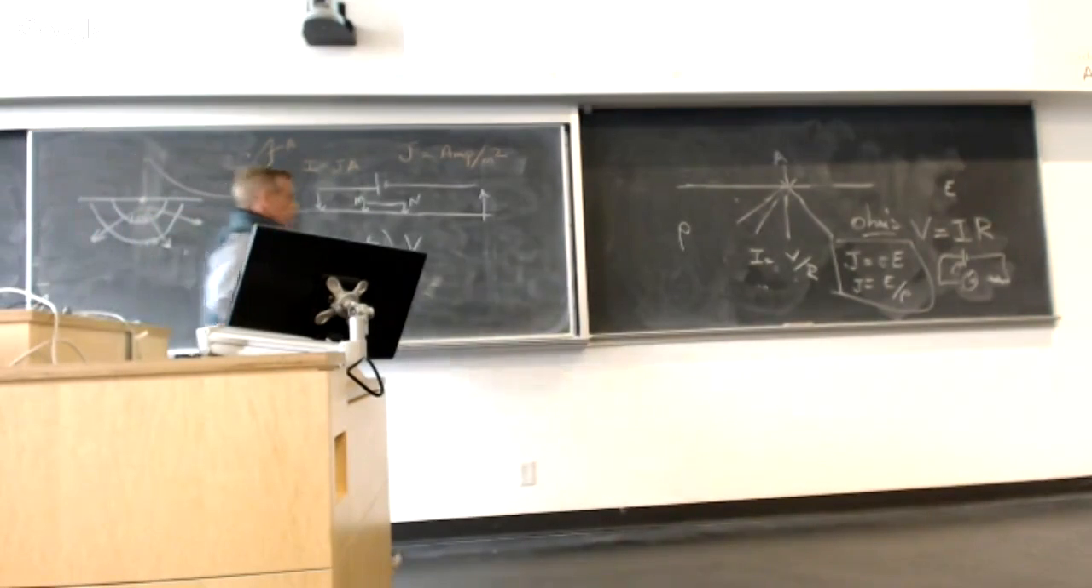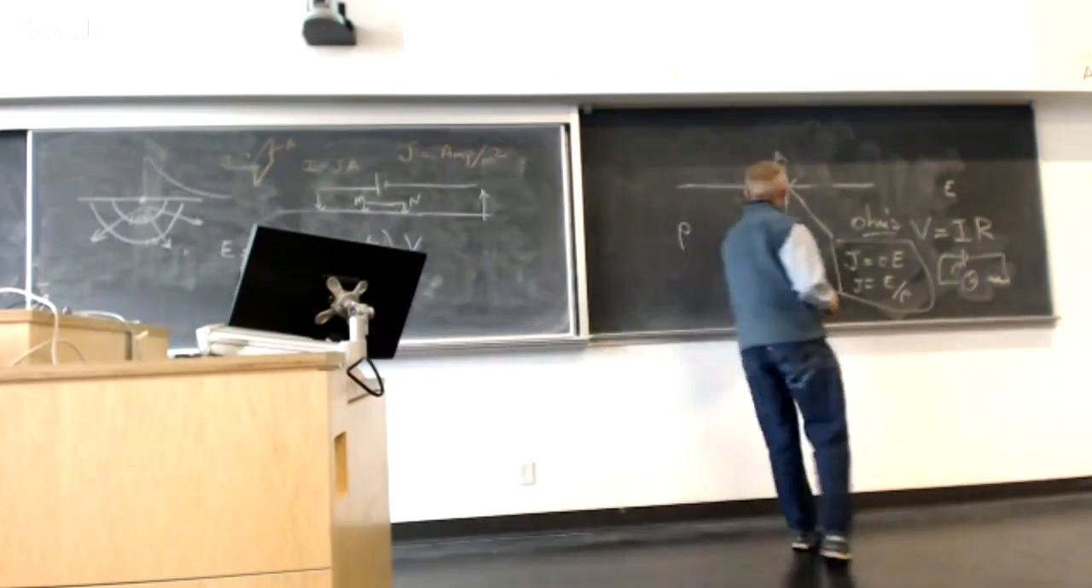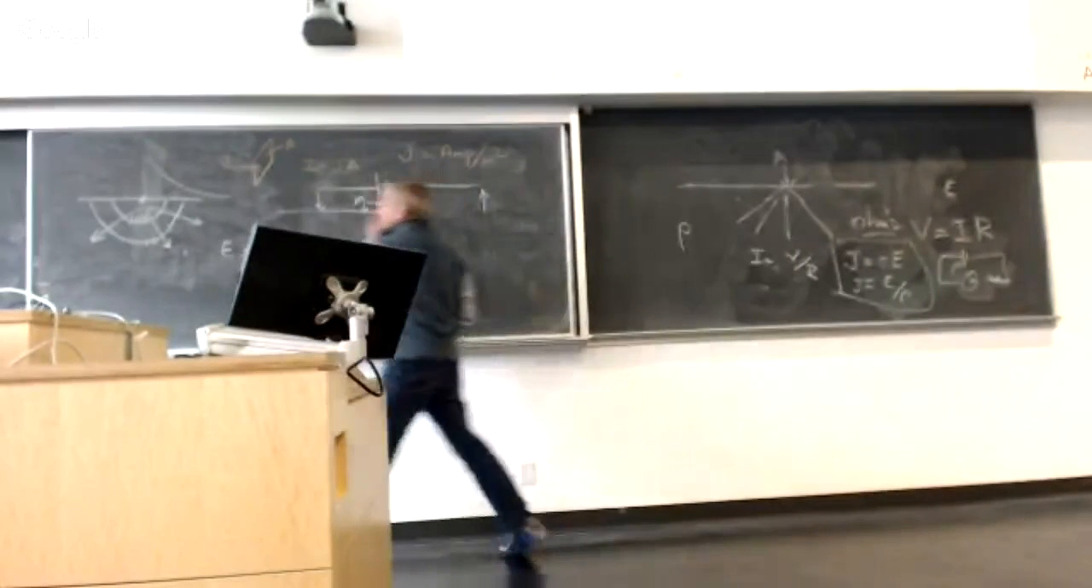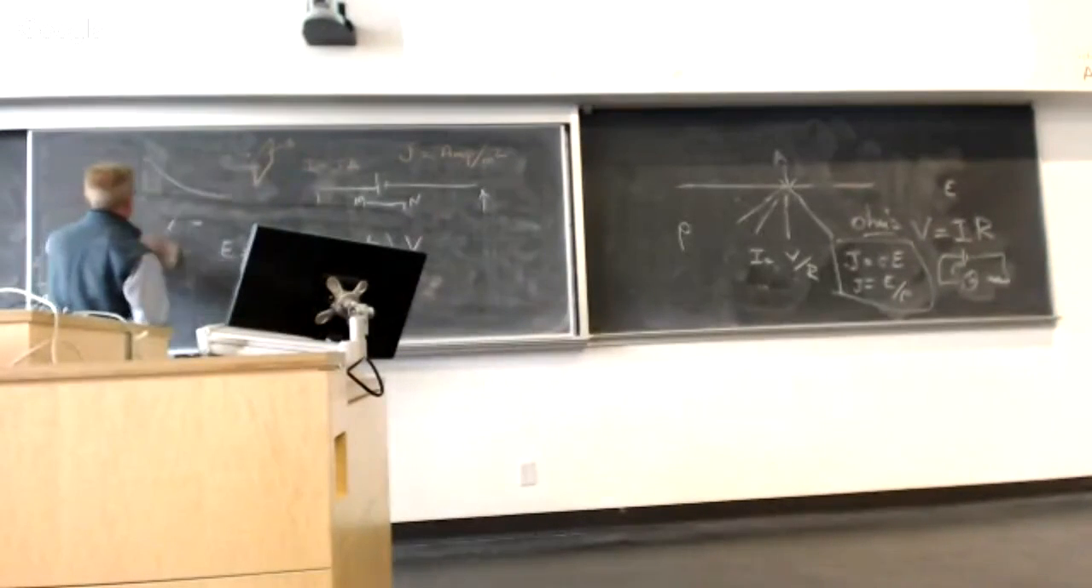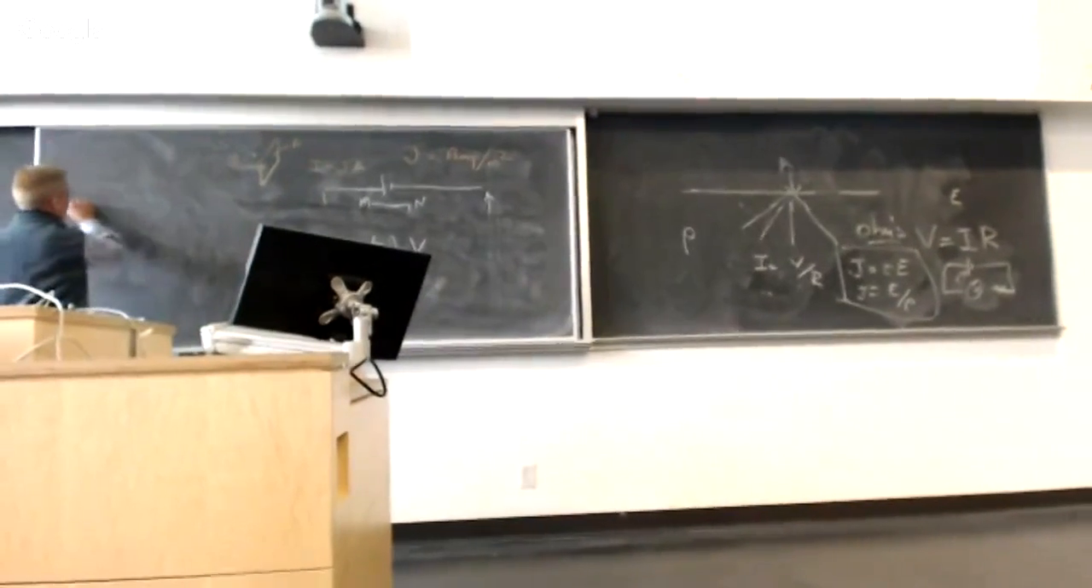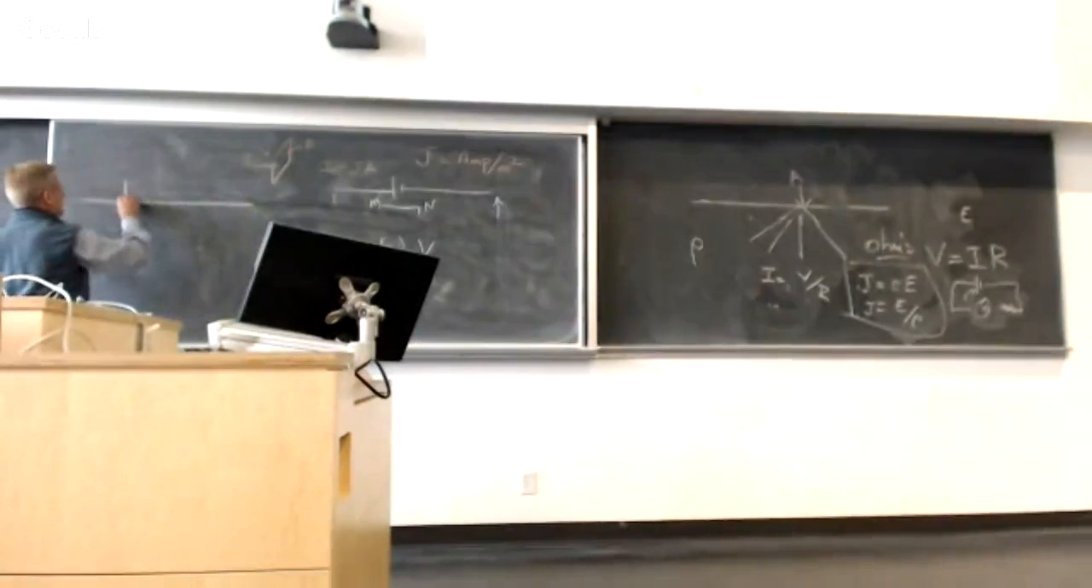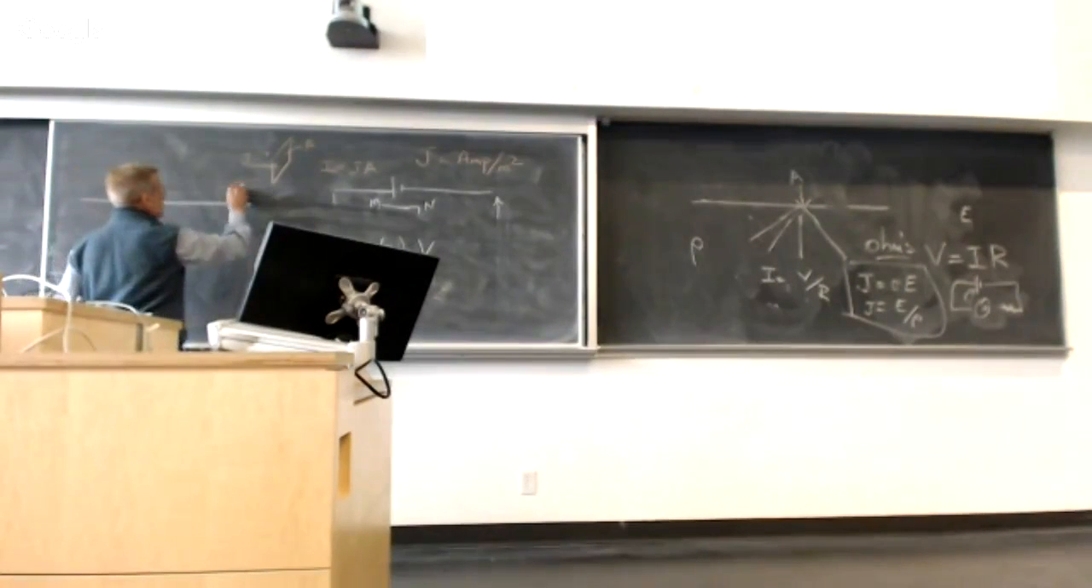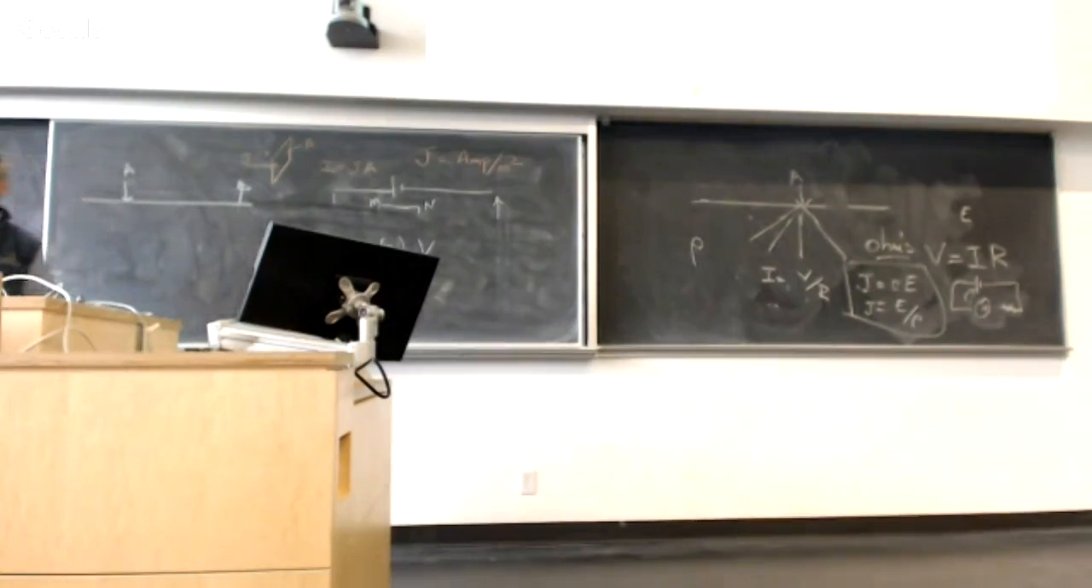Okay, so now what happens if I take this system and I put in two currents? So what are we now going to expect the currents to do? Anybody? John? Quentin?